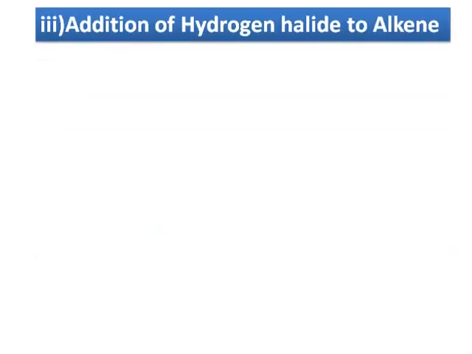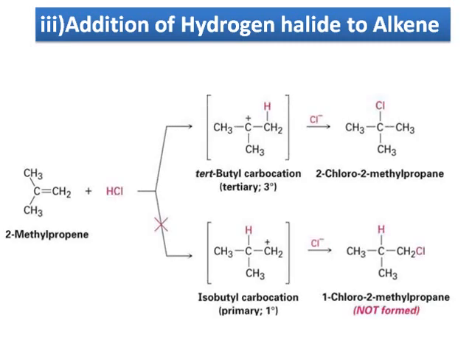So now the addition of hydrogen halide to alkene will lead to the formation of the alkyl halide. Now I have taken this reaction where I have taken an unsymmetrical alkene. This is 2-methylpropene. This is an unsymmetrical alkene because on both sides of the double bond there are different types of groups. So this 2-methylpropene will react with HCl.